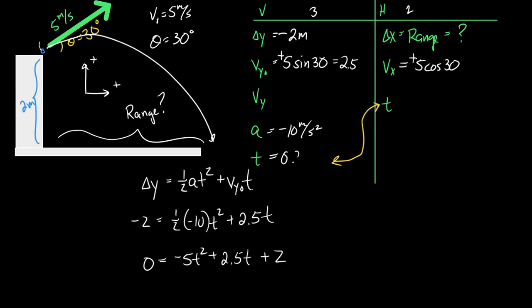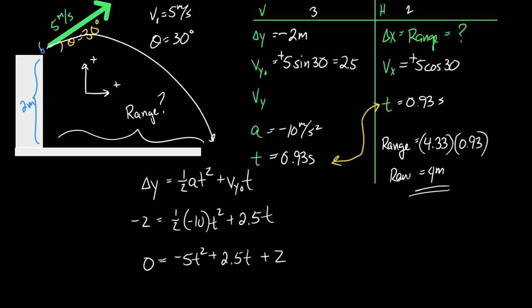So getting back to this problem, 0.93 seconds, correct? The time has to be the same for both of them. Once you have got that together, your range is pretty straightforward. 5 cosine 30 is 4.33 times 0.93. I don't know what this is, probably 4 meters. We're pretty close, right? So that's where it lands. It lands 4 meters away from the edge of the table.